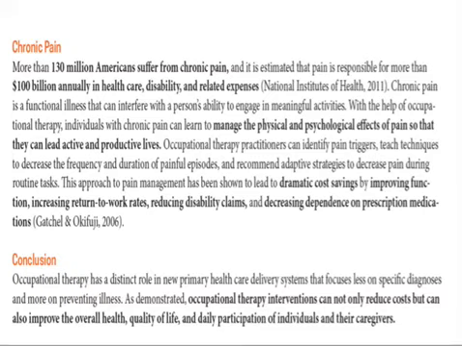And the conclusion of the document is that occupational therapy has a distinct role in, and this was focused mostly on primary care, in new primary care health delivery systems that focus less on specific diagnoses and more on preventing illness. And as demonstrated, OT interventions can not only reduce costs, but can improve overall health, quality of life, and daily participation of individuals and their caregivers.